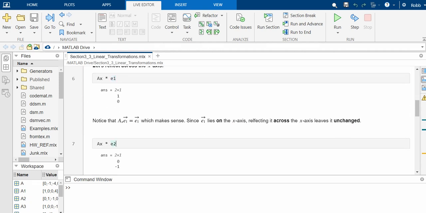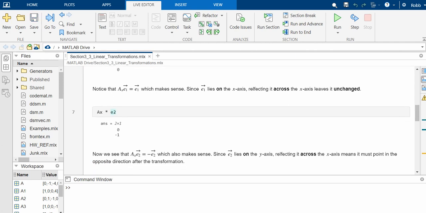And then what happens to the vector E sub 2? Well, notice that, right? If I have this coordinate axis, and I have the standard x and y axis, the vector E sub 1 has unit length and it points to the right. And so again, if I'm flipping across the x-axis, this vector E sub 1 doesn't change, but what's E sub 2? Well, E sub 2 is the unit vector that points up.